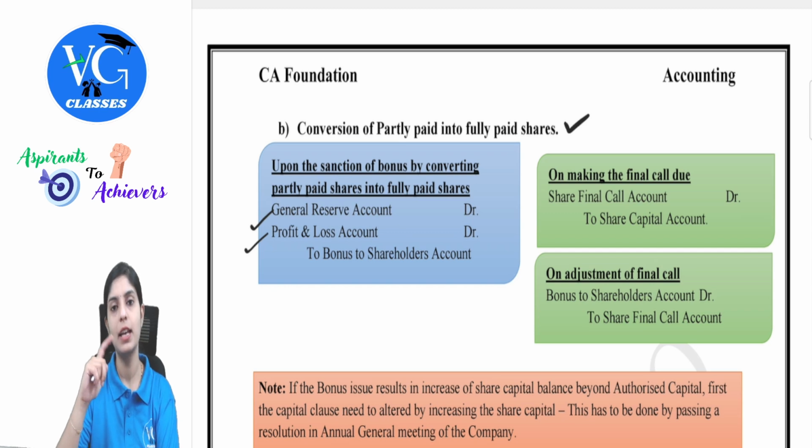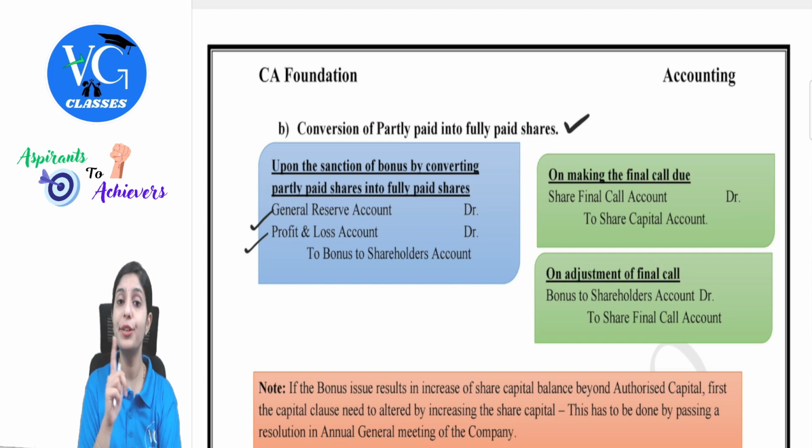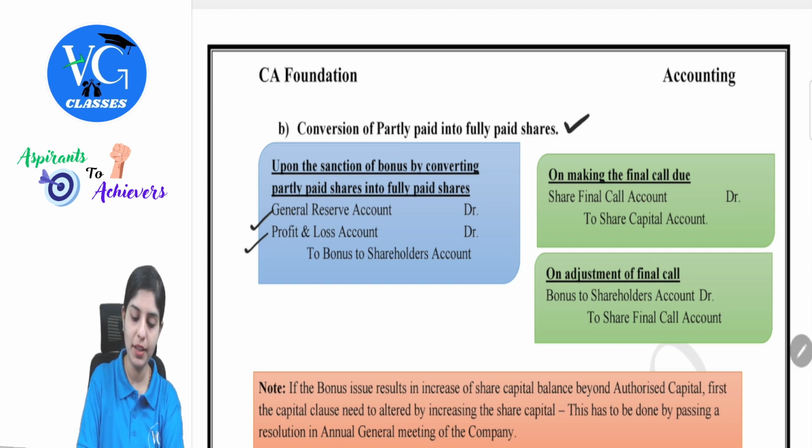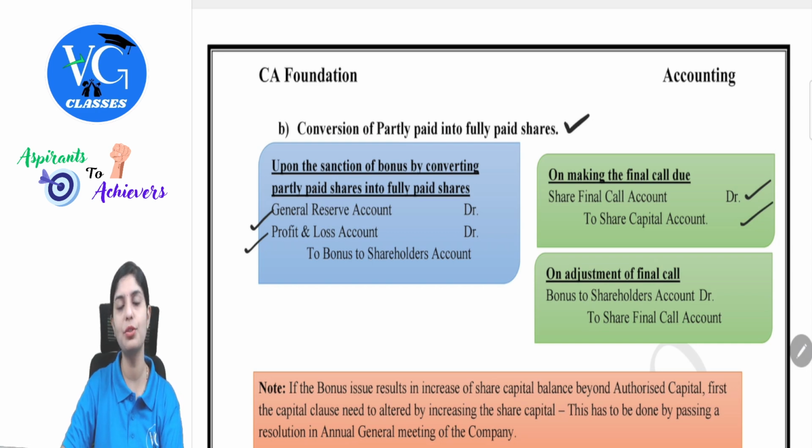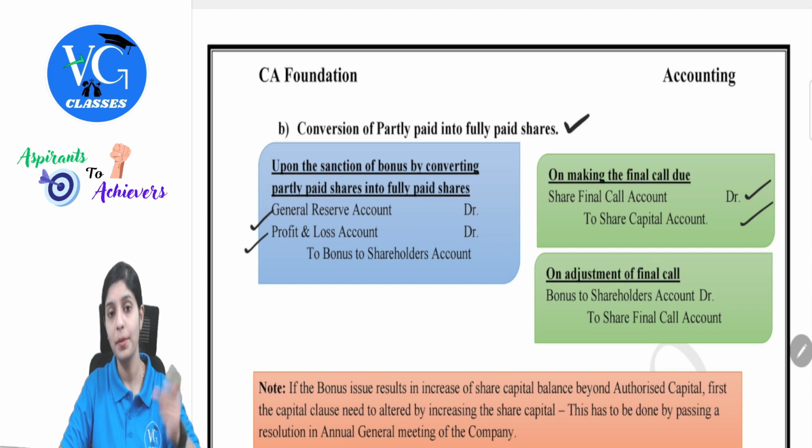Observe the next entry. See, this is done because the final call money was supposed to be received. So what I do now, first I will make it due. What is the due entry? Share final call account debit to share capital. I hope this is comfortable, and understood to all of you why this is done.